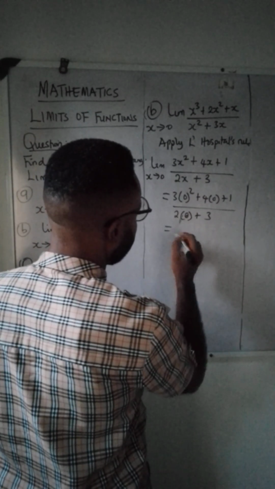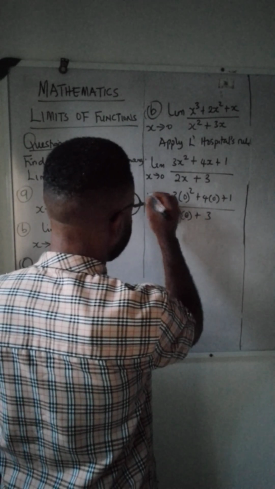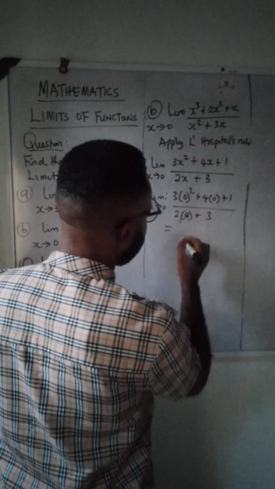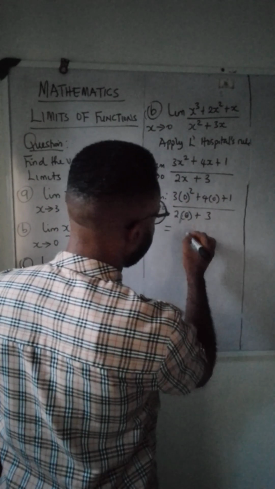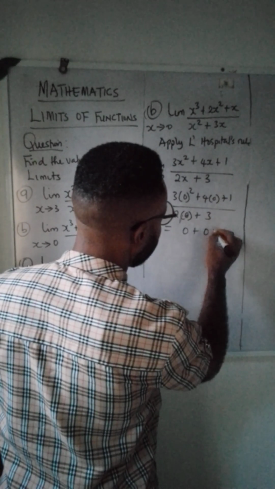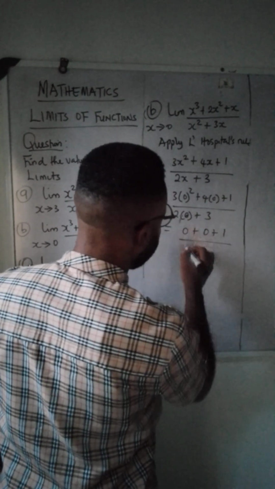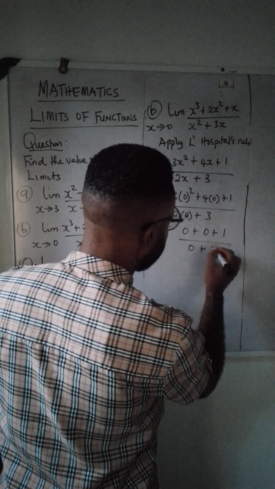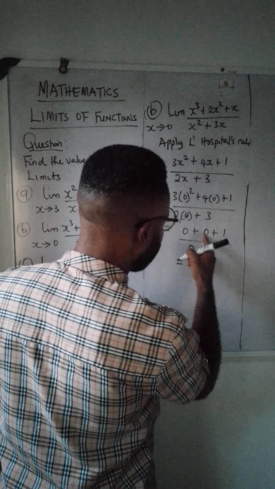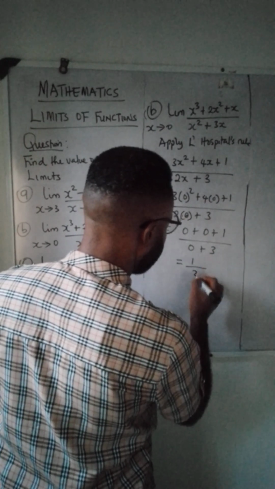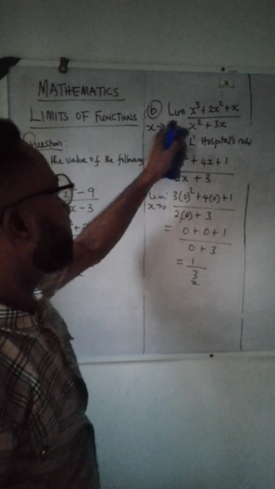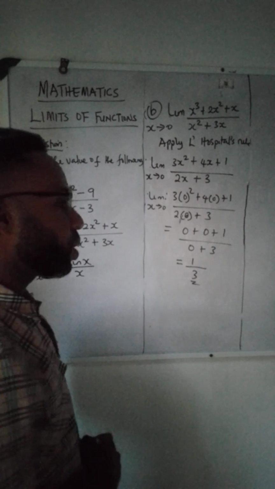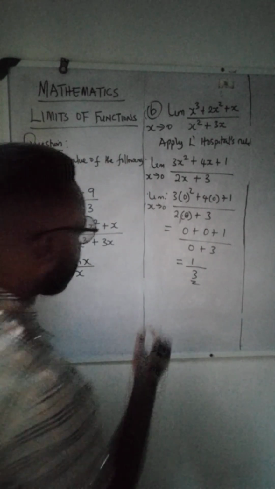So as x tends to 0, this will be equal to 3 times 0 squared, which is 0, plus 4 times 0, which is 0, plus 1, over 2 times 0, which is 0, plus 3. So this will be equal to 0 plus 0 plus 1 is 1, and 0 plus 3 is 3. So the limit of this function as x tends to 0 will be equal to 1 over 3. So let's take the C part of the question.